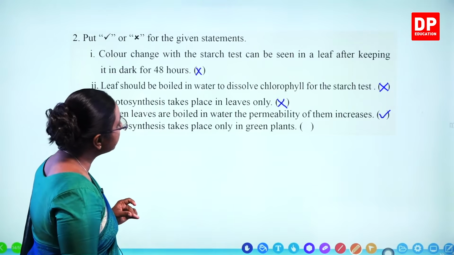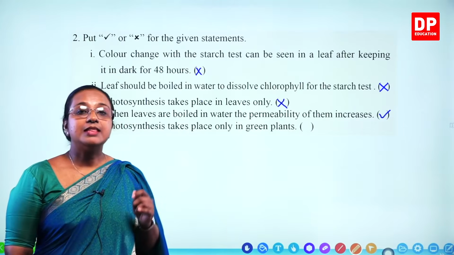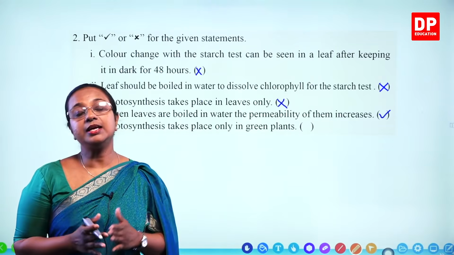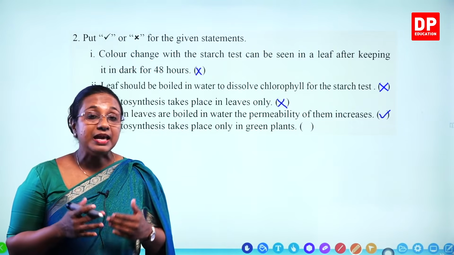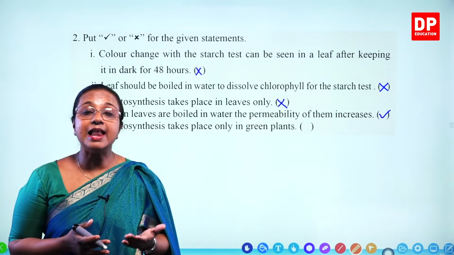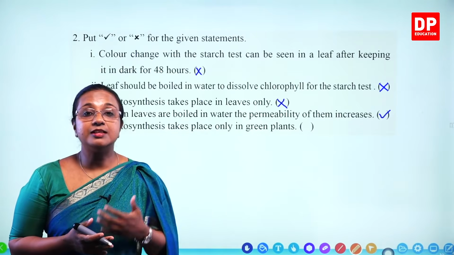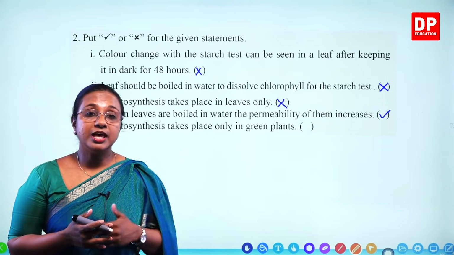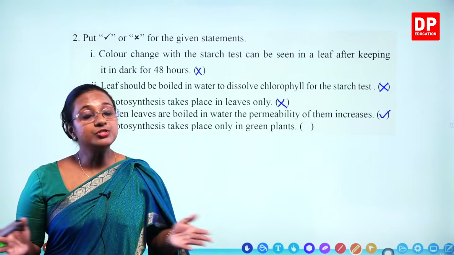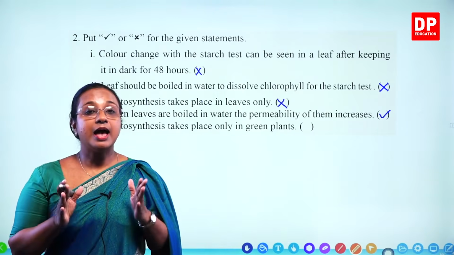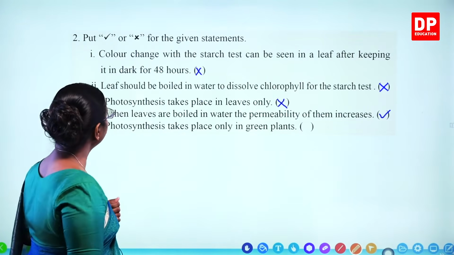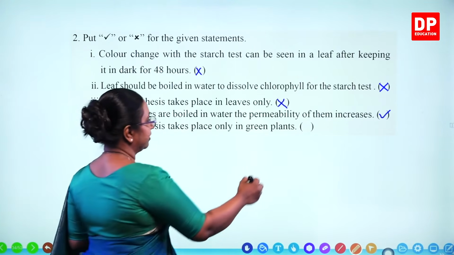Photosynthesis takes place only in green plants. That is also incorrect. Why? If we take an aquatic ecosystem, the main producers present in aquatic environment are green algae. They are photosynthetic algae. So they also do photosynthesis in addition to green plants. Mostly green plants do photosynthesis and also green algae do photosynthesis. So therefore, this statement is also incorrect.